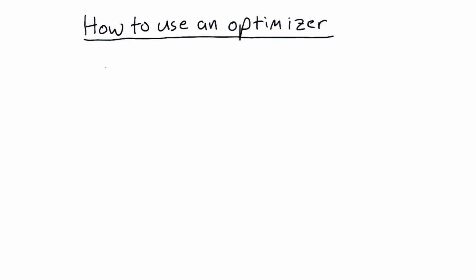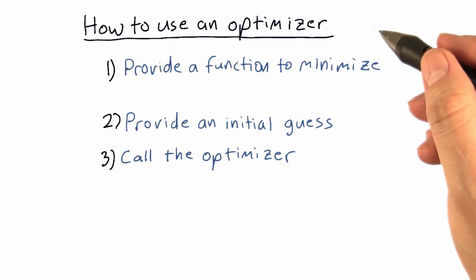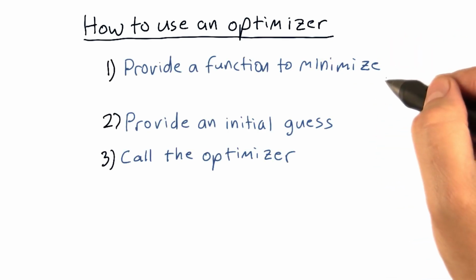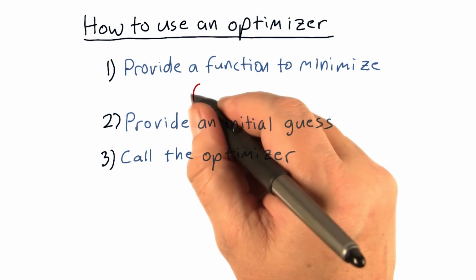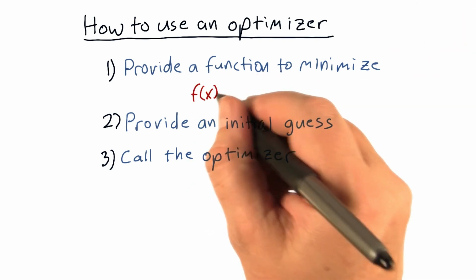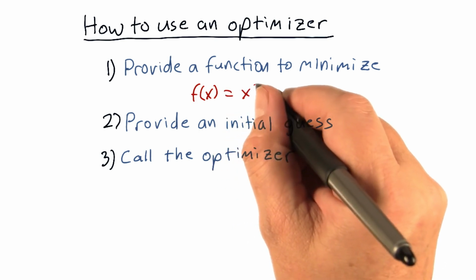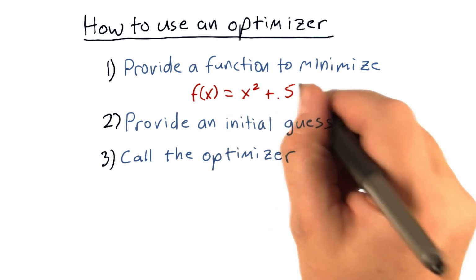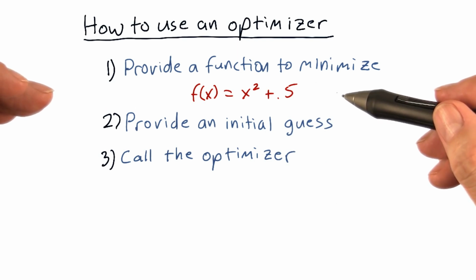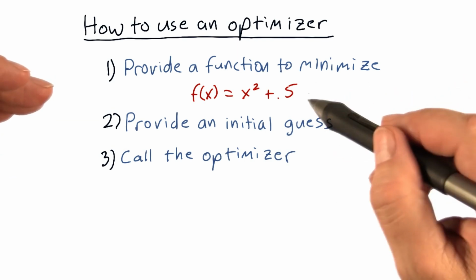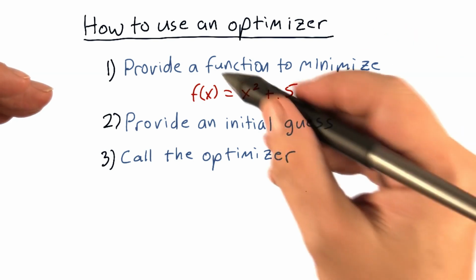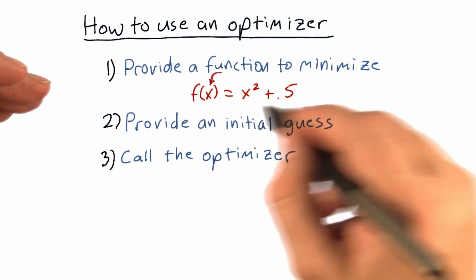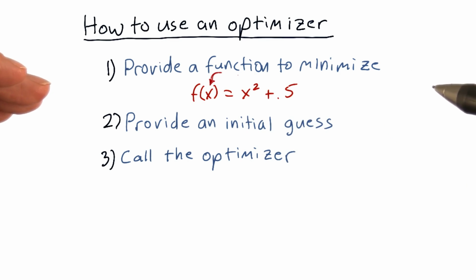It's really just as simple as 3 key steps. First thing you need to do is define a function that you want to minimize. As an example, you might use something like f of x is equal to x squared plus 0.5. You define that in Python, and then the minimizer will call this function many, many times as it tries to find the minimum value for x that causes this function overall to be smallest.